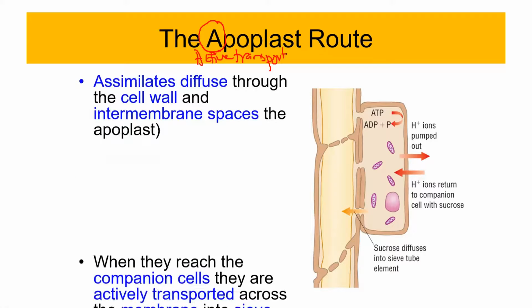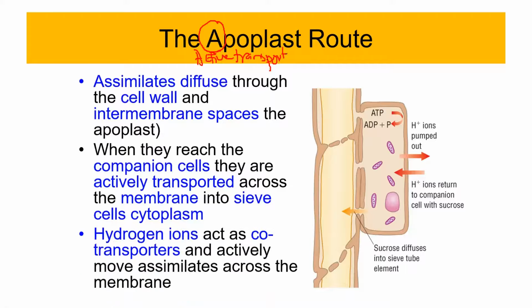What is happening in the apoplast pathway? Assimilates diffuse through the cell wall and the intermembrane spaces. ठीक है, apoplast के through गुजर रहे हैं assimilates. ठीक है, अब what is happening?